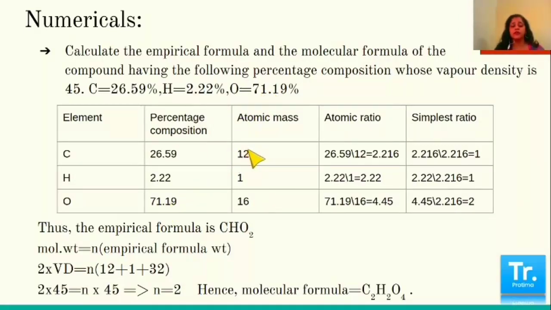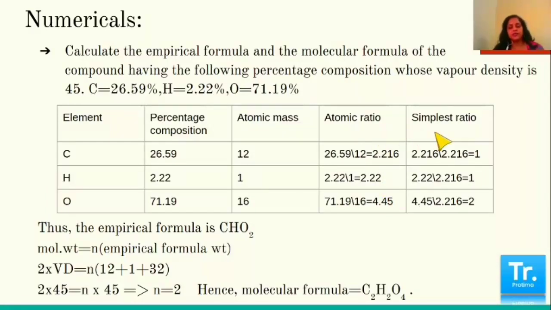Atomic masses will also be given to you in the question, but I don't think you need any help. Carbon 12, hydrogen 1, oxygen 16. The next column is atomic ratio and is found out by percentage composition divided by atomic mass. So 26.59 by 12, calculate it correctly on the rough work. Please go up to at least 2 or 3 decimal places. More than this is not needed. Then 2.22 divided by 1, since 1 is the atomic mass, is exactly the same. 71.19 by 16 is 4.45. This is the atomic ratio.